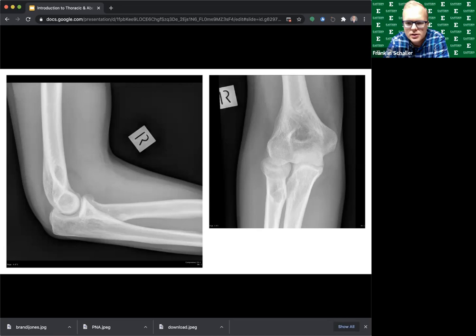So on this image on the left, let me see if I can draw. There's a slight abnormality to the left of that red circle. Do you guys see this? It's very subtle. But if I come over to the image on the right, there is a crack all the way through this radial head. There's a very thin black line. So I would definitely call this a radial head fracture.